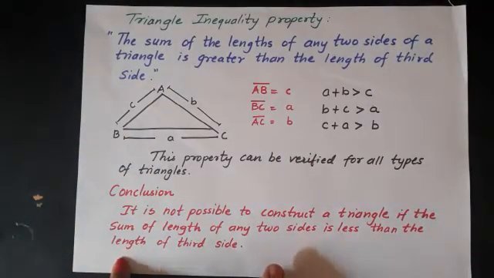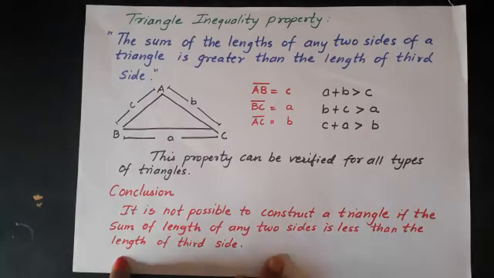In the last video we learned about triangles and their properties. In that we learned some new properties like the median of a triangle, altitude of a triangle, angle sum property of a triangle, and exterior angle property of a triangle. Now we will see what the triangle inequality property is.